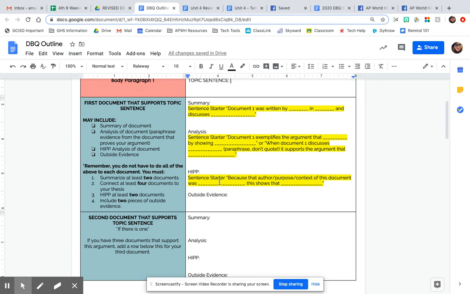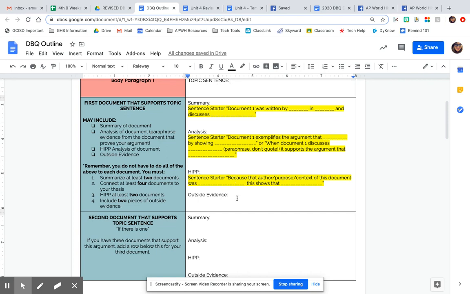You may also choose to do a HIP analysis of that document. This is where you're going to discuss the author, purpose, context, and why it's significant. What do we need to be aware of? So, for example, if my document that proved the sky is blue was written by someone who was colorblind, that would obviously be significant, and I would want to include it in my analysis.